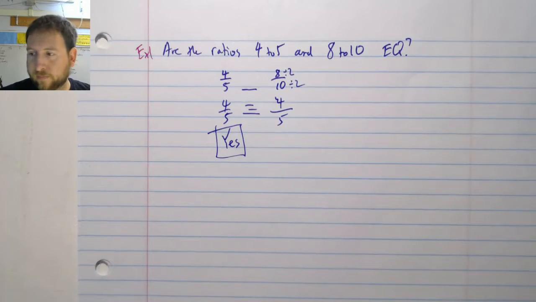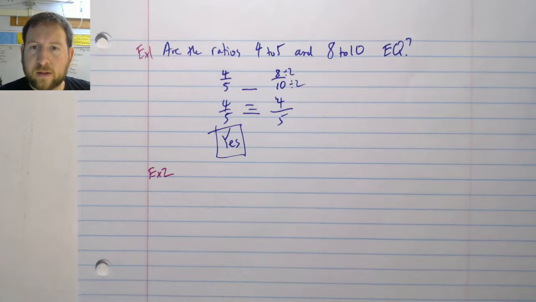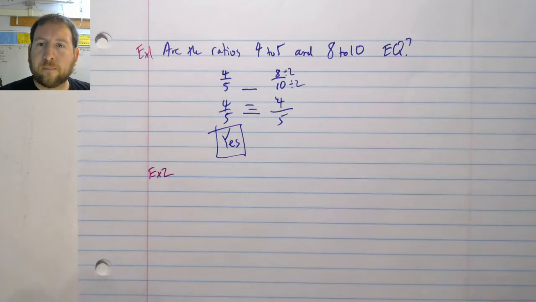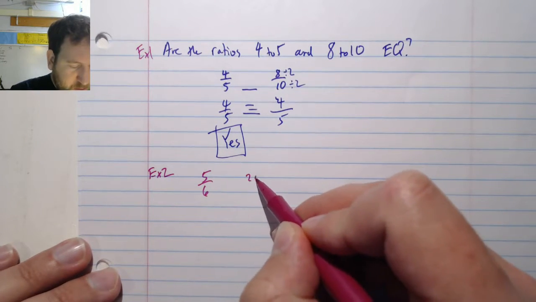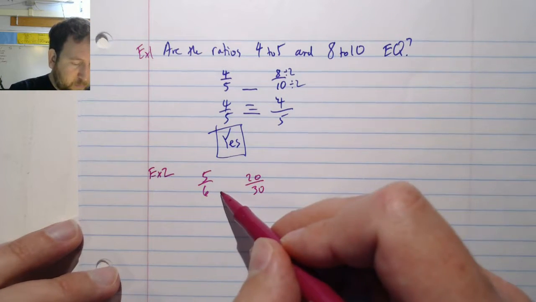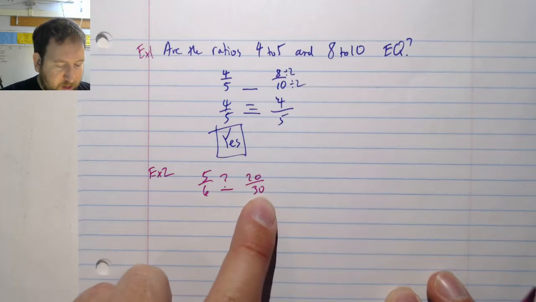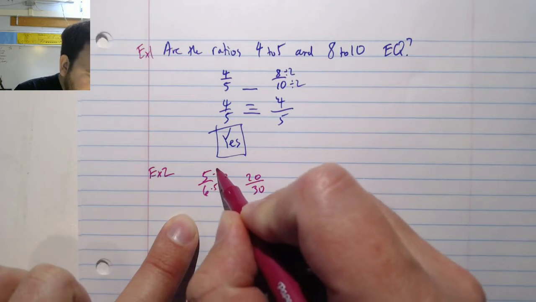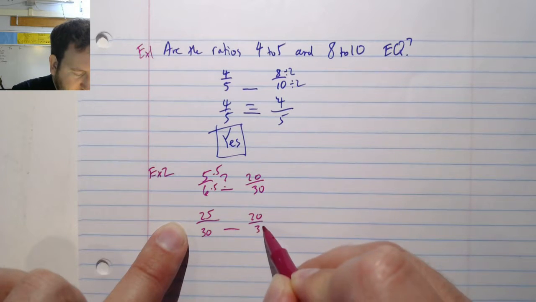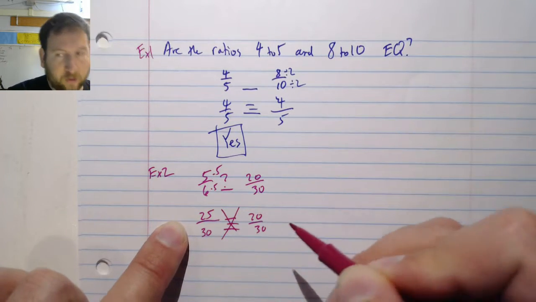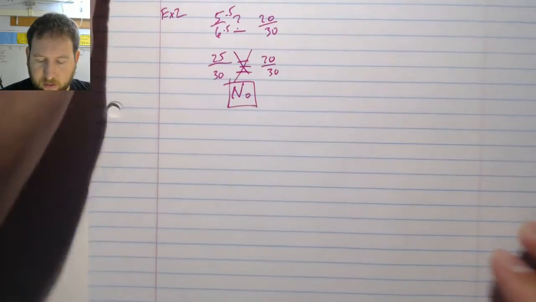I'm going to do 2 more examples. Let's see. Are these fractions equivalent? We have 5/6 and 20/30. All right, I'm going to go up to 30ths in this case, and I know that 6 times 5 is 30, so I'm going to multiply both of these by 5. So now I have 25/30 and 20/30. And these are definitely not equal. So they are not equivalent. So I'm just going to put a big no. Take one more example.